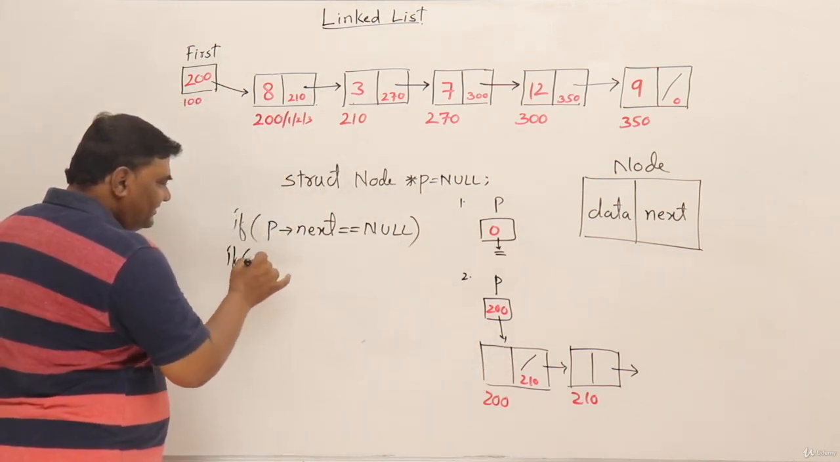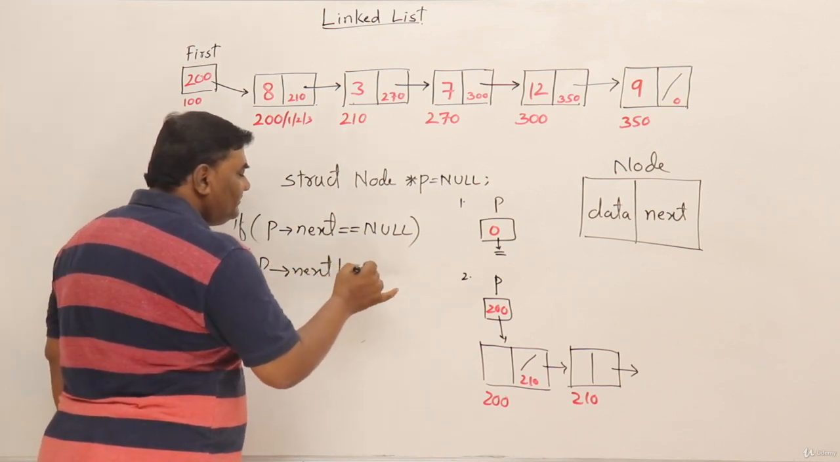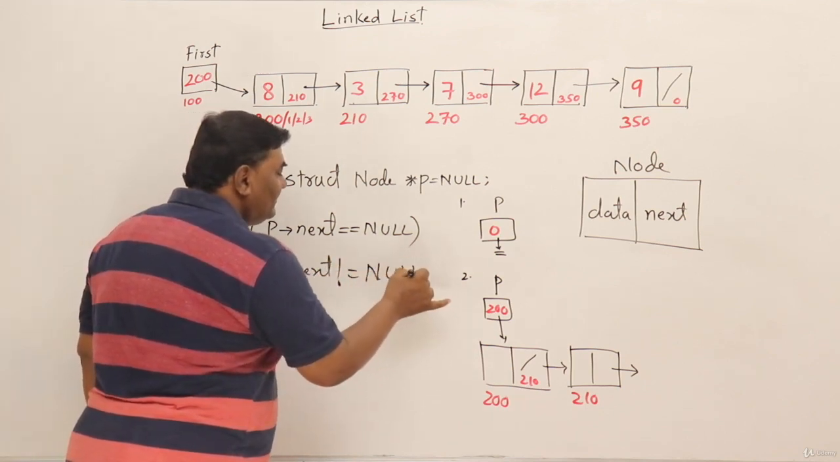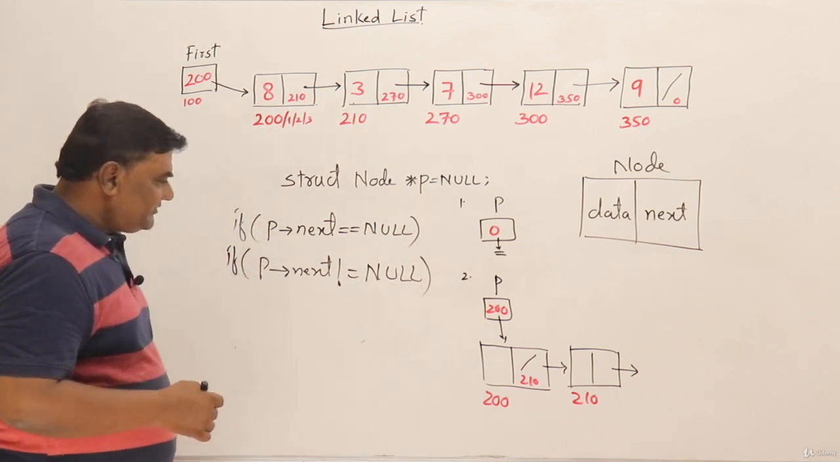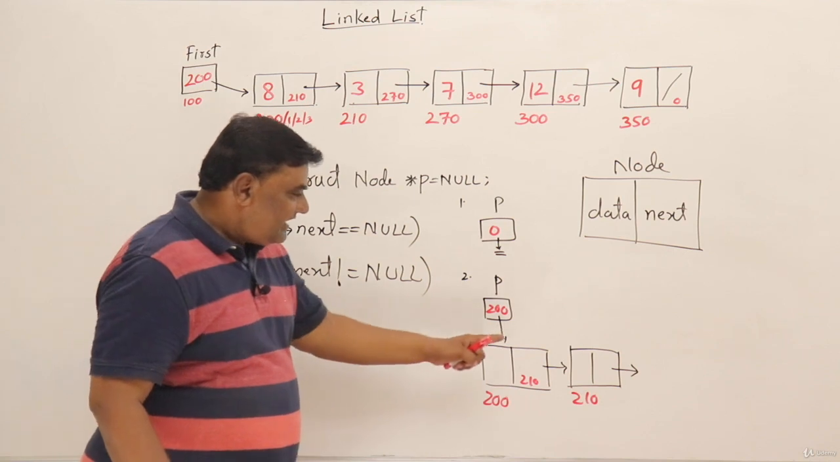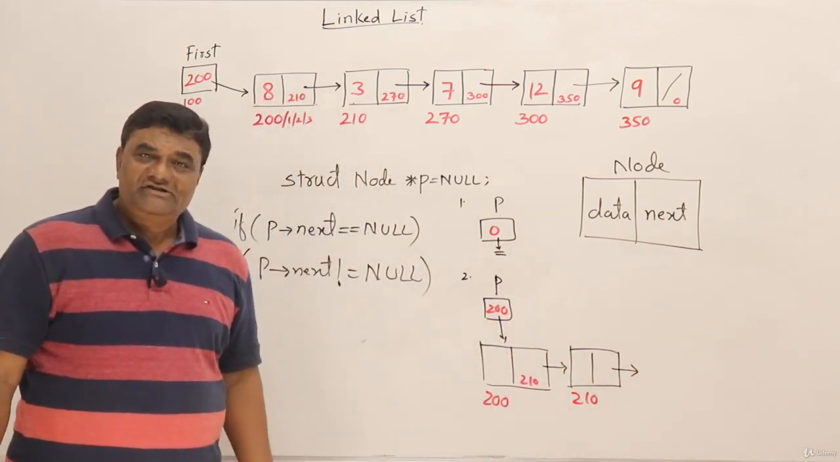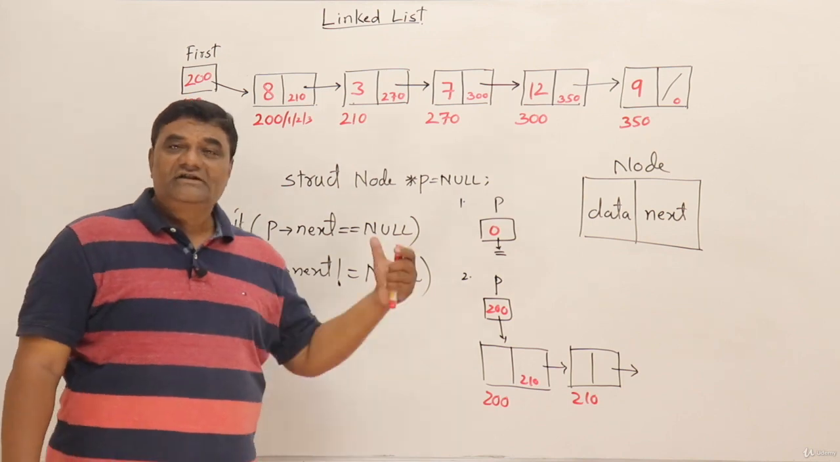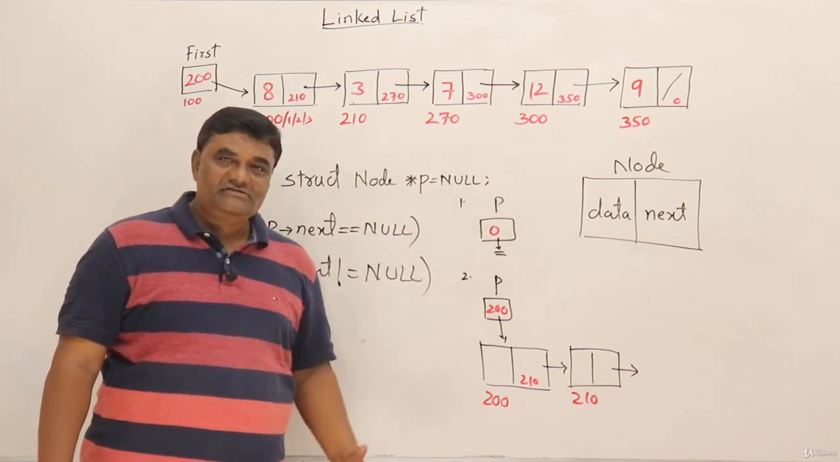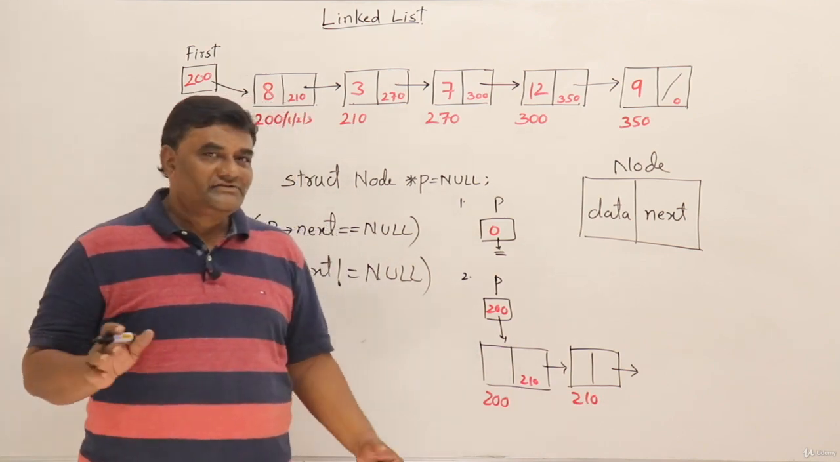Another condition, if P's next is not equal to null. Then this condition will be true if there is some address present here, meaning after this also there is some node. Usually we require to check this type of condition. So these are a few important statements and conditions that are commonly used while working with linked lists. So that's all in this video.